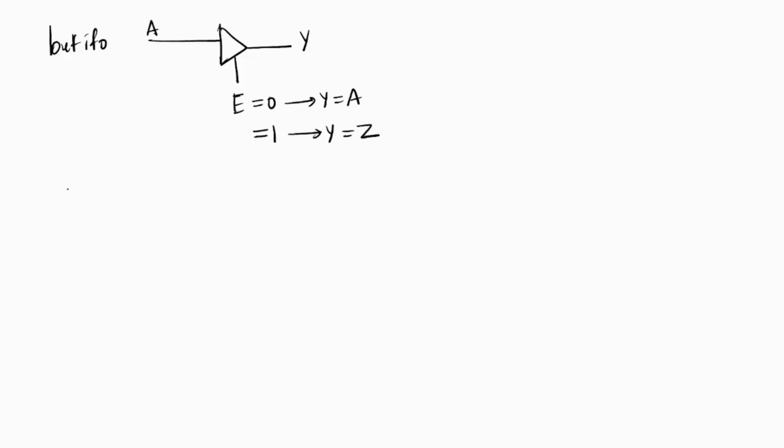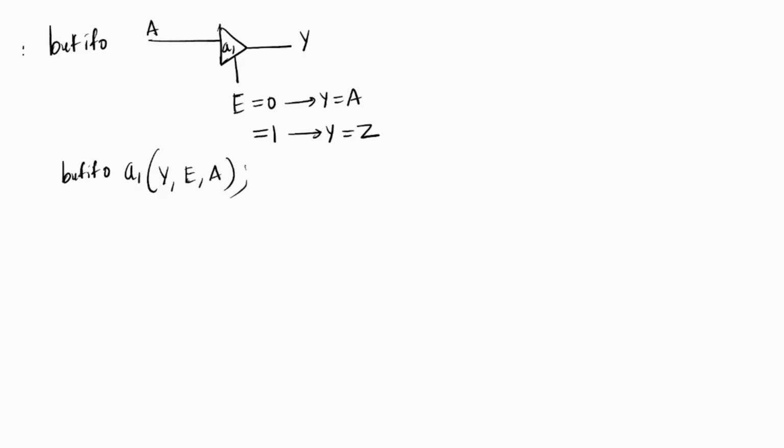So how to write this for buff if 0? You should write buff if 0, then the instance name, let us take a1, followed by output comma input. You can consider enable as an input only: input E comma A. So this is buff if 0.